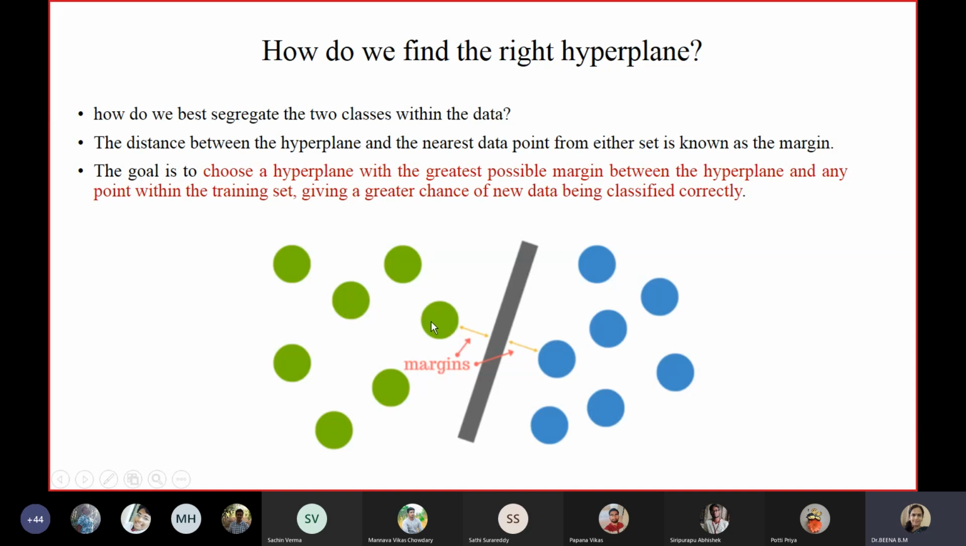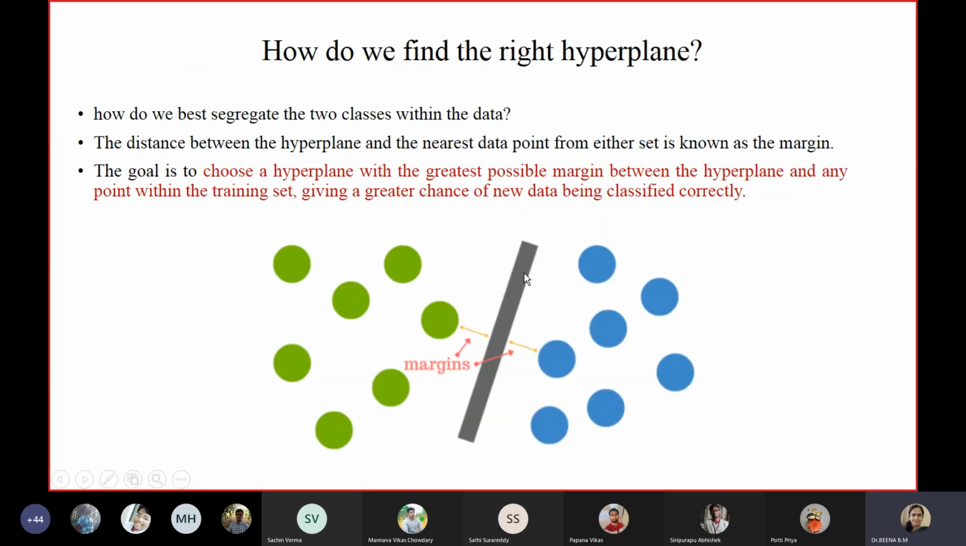So what are these called? This red ball and blue ball are called support vectors. What are the support vectors? The points which are near to the margin are called support vectors, and the distance between this hyperplane and this green ball is called margin. And here also the distance between the blue ball and the line is called margin. So generally we draw a plane which maximizes the margin between these two different classes or groups of classes.